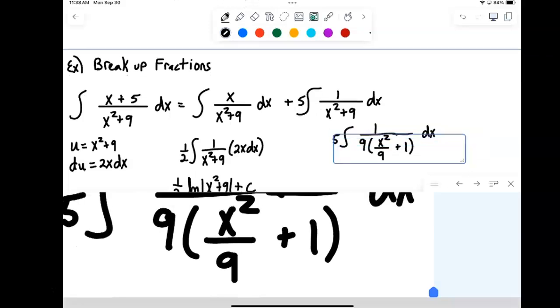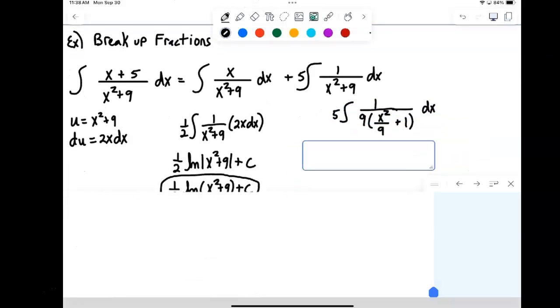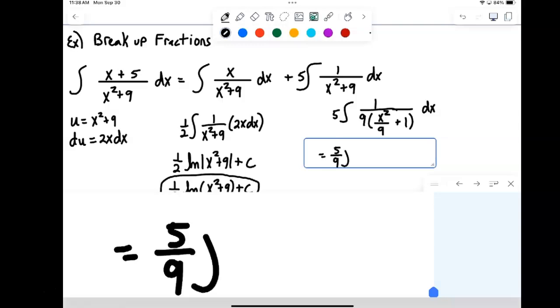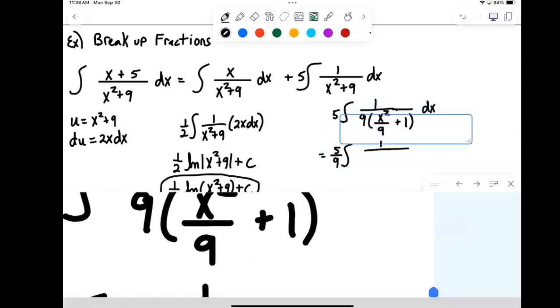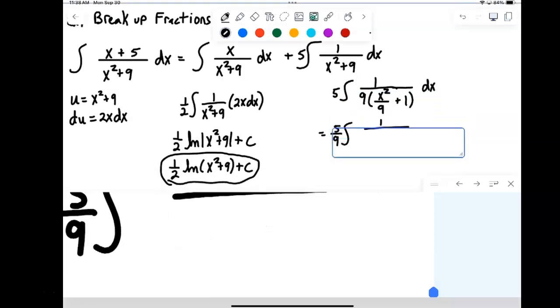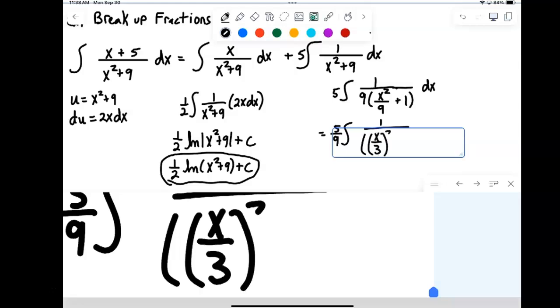Plus 1. Okay, that 9 can then jump outside, and he's going to join up with the 5. So that'll become 5/9. And then I'm going to have 1 over, and I need a u squared, so I recognize x squared over 9 can be thought of as x over 3 quantity squared plus 1.